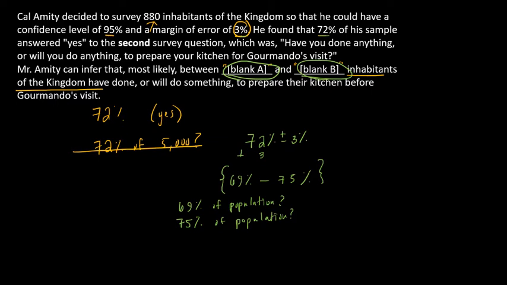However, we're not just talking about the survey now, we're talking about the whole population. So this question is really asking you, what is 69% of a population of 5,000? And what's 75% of a population of 5,000?